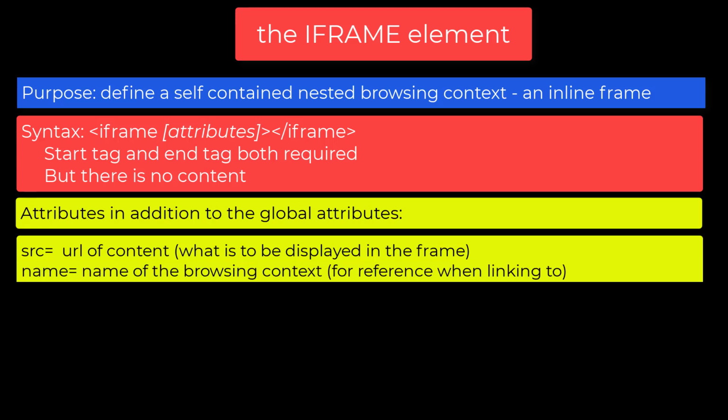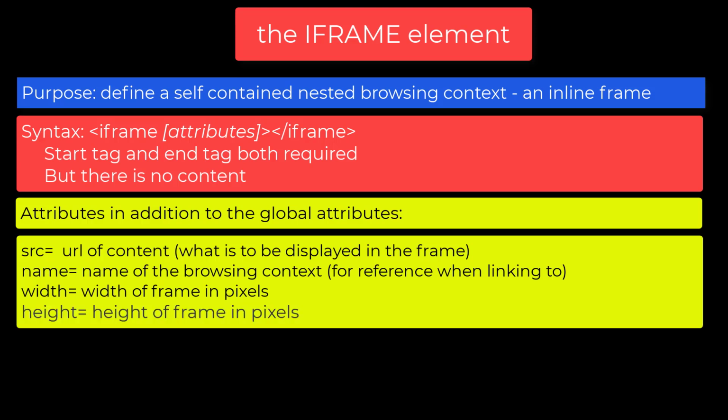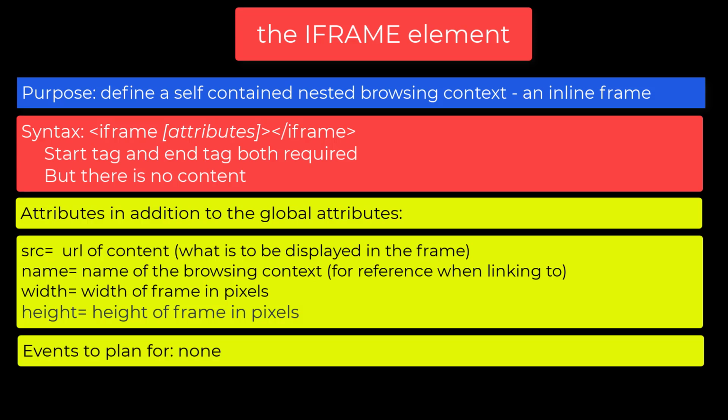Name equals is the name of the browsing context for reference when you're linking to it, and we'll have an example a little later on. Width equals the width of the frame in pixels. Height equals the height of the frame in pixels. Note there are others, but not discussed here. Events to plan for: none.